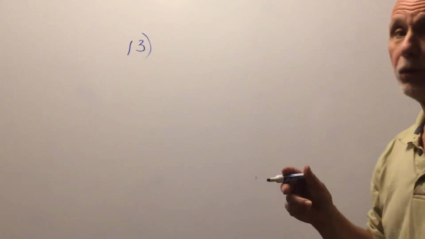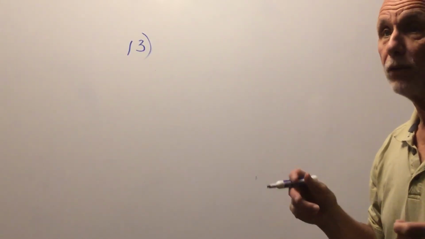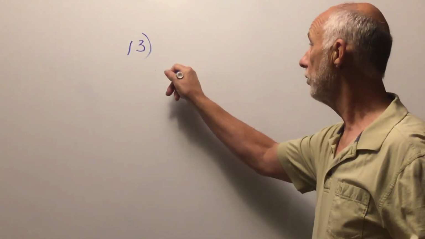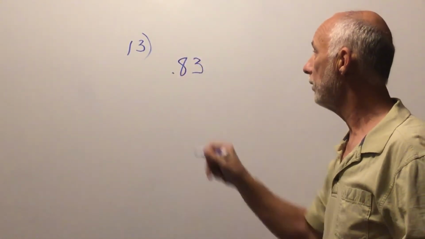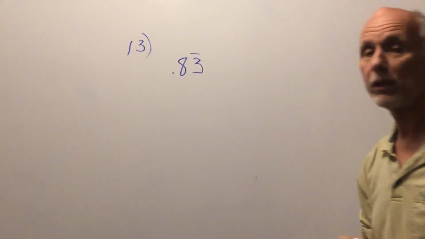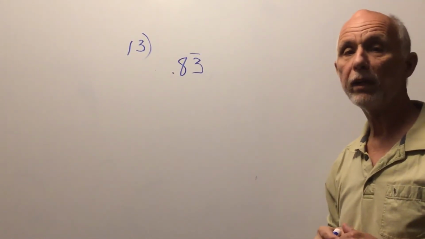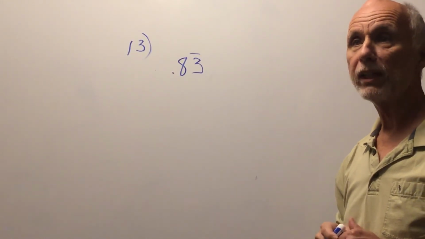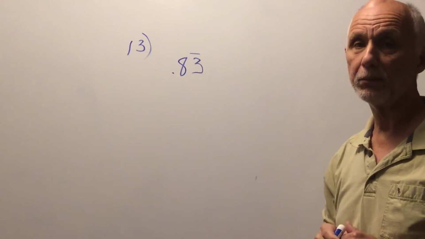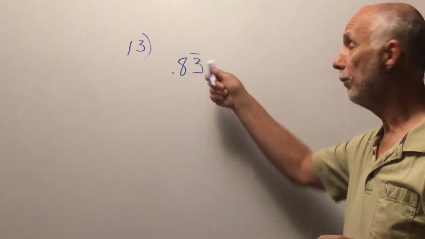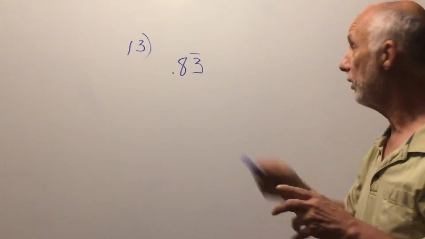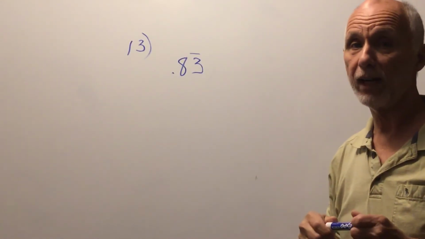Again, I'm not going to do the one that I gave you, but I'll do one similar to it. Let's look at this one. If I wanted to change 0.83 with the 3 repeating into a fraction, the first thing I have to do is create a subtraction problem in order to get rid of what's repeating. Because as long as something's going forever, you can't make it a fraction.